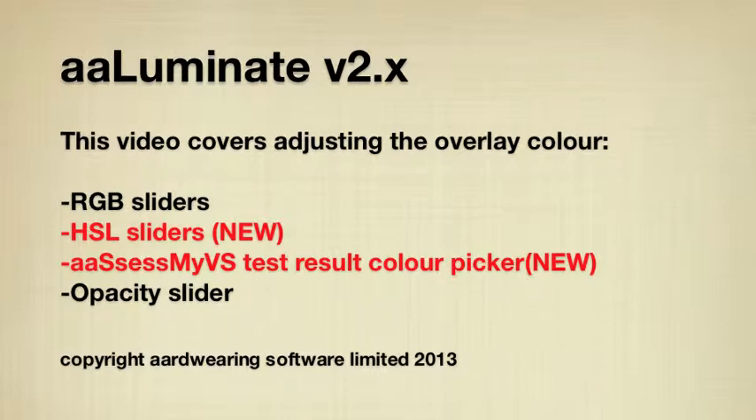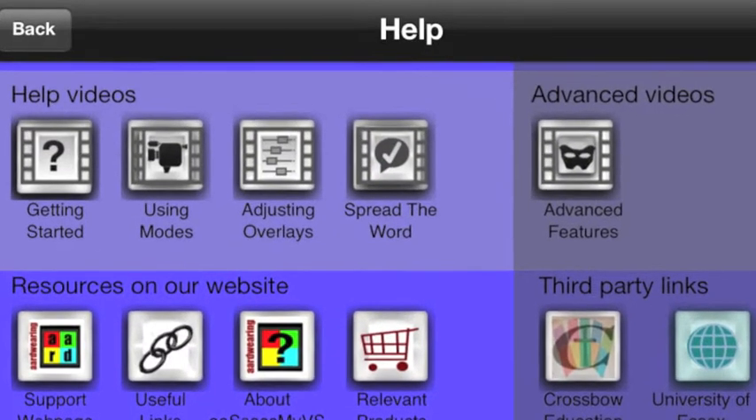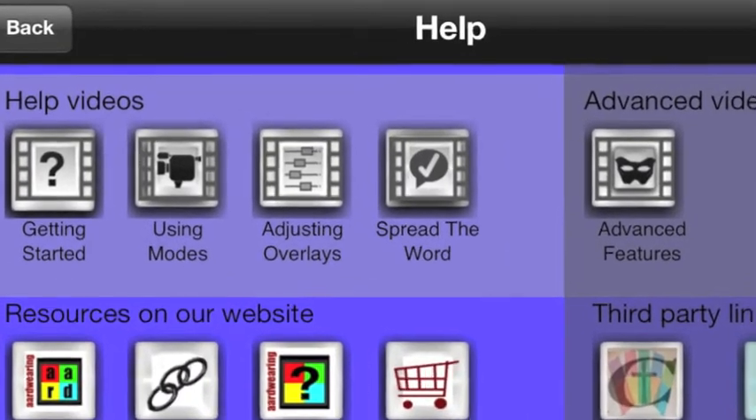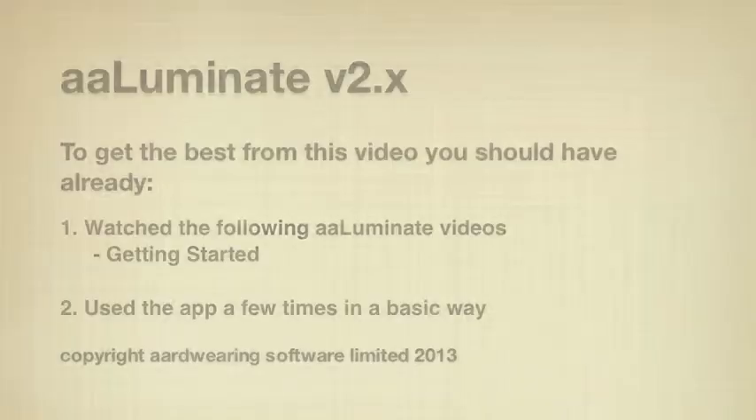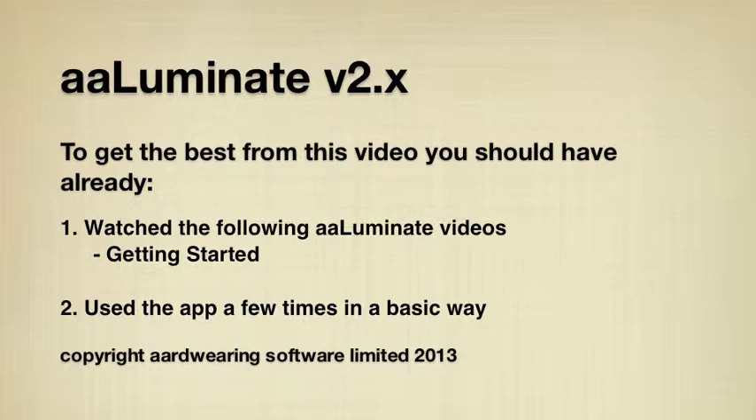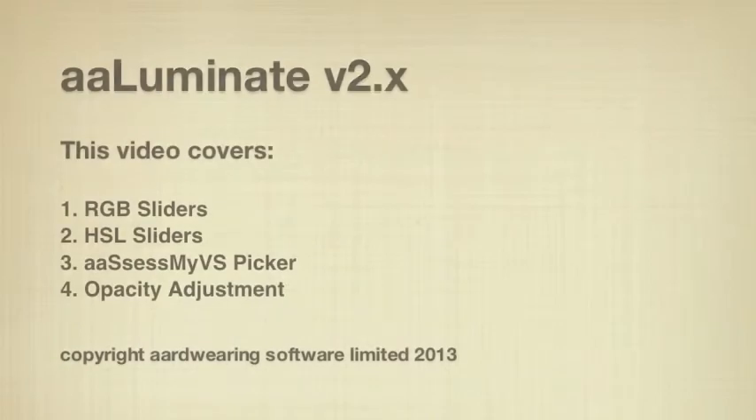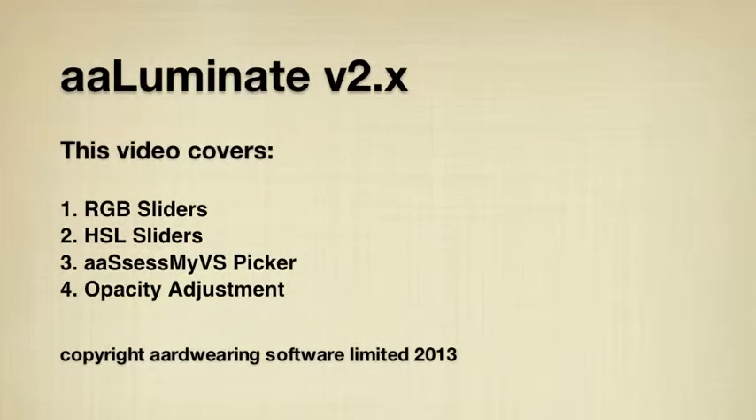It doesn't cover the different sources for the images that you're overlaying. These are handled in a separate video called Using Modes. It's assumed that you've already watched the Getting Started video and are familiar with running the app at a basic level. In this video we'll cover RGB sliders, HSL sliders, Assess My VS Picker and the opacity adjustment.